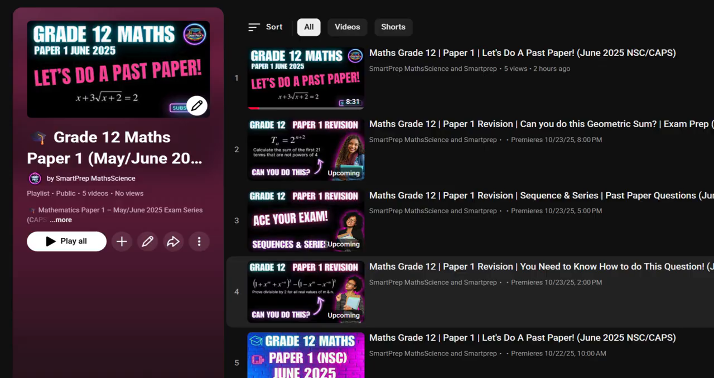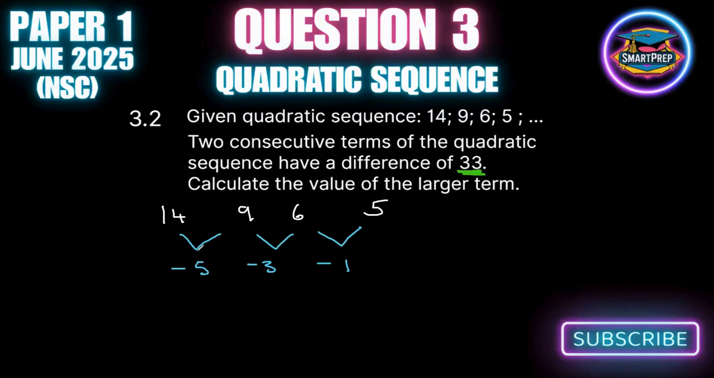If you want to just get this information on question 3.2, here it is. So we started with 3.1 and we were able to work out the general formula of this quadratic sequence. Now, when we look at the consecutive terms of the quadratic sequence, they have a difference of 33. So what we need to look at is when are we going to get a difference of 33 between the numbers in this sequence.